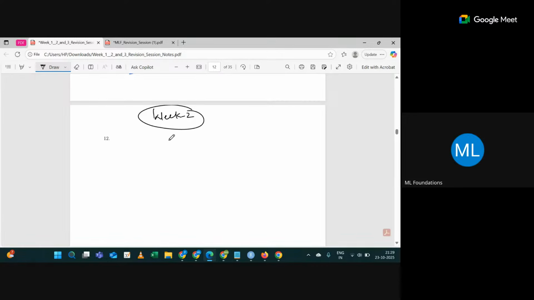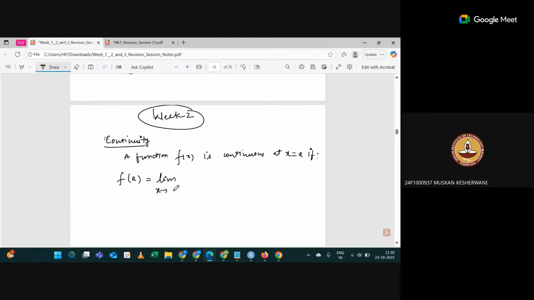Don't worry. So in week 2, we'll start with continuity. So what is continuity? A function f of x is continuous at x equal to a when f of a is equal to the limit, if the limit exists, meaning basically the left hand limit and right hand limit are equal. Okay, don't worry about these things. We will try to solve some questions also.